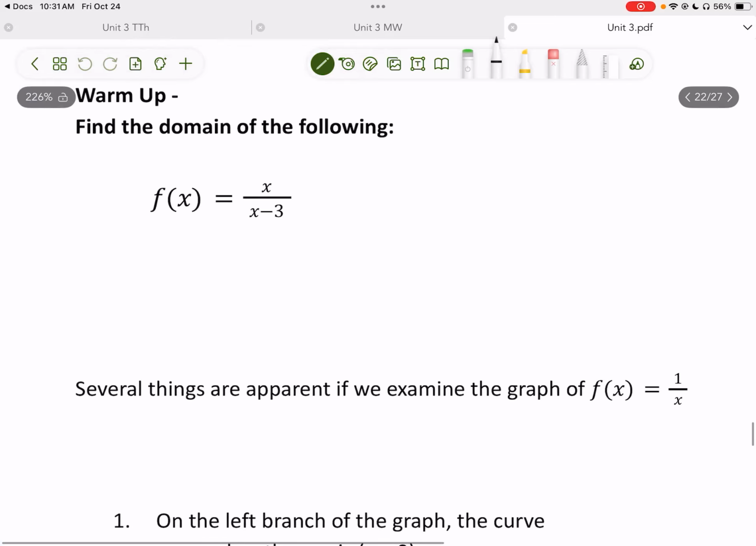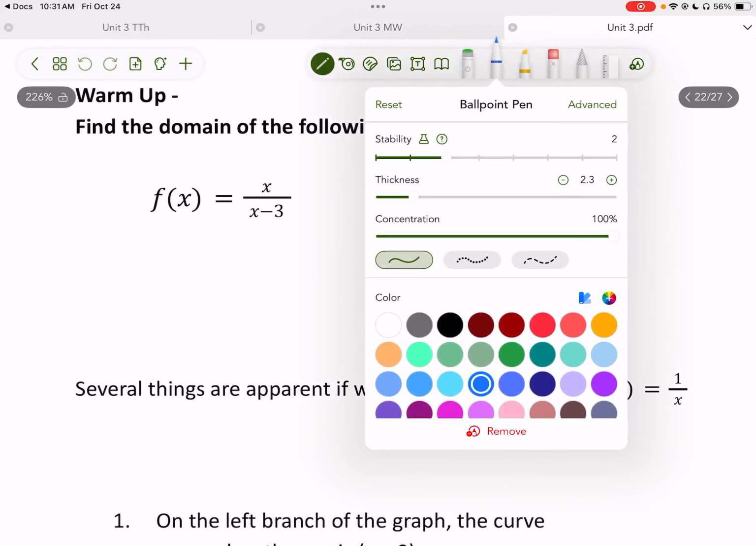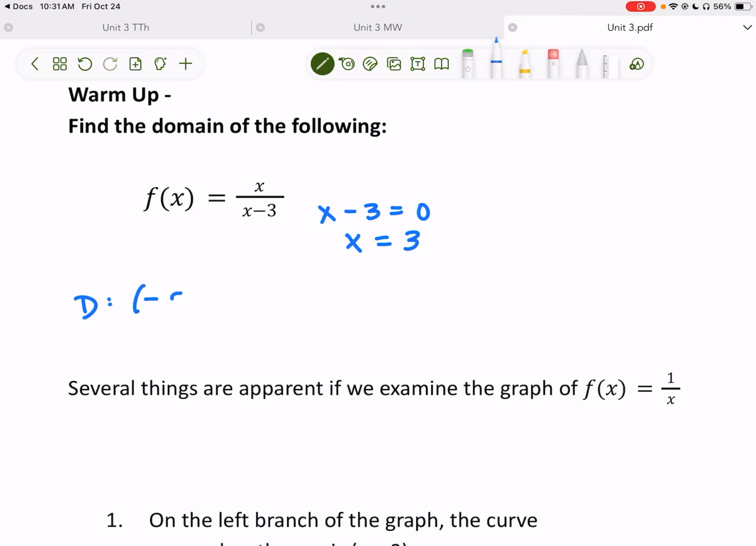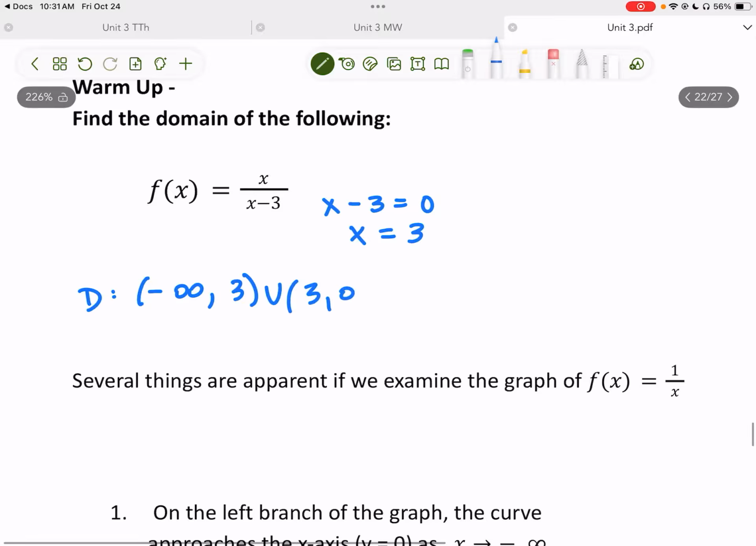So remember that fractions have restrictions, right? Remember we set the denominator equal to 0, and we solve for x. That is going to be the number that the domain is going to skip. That'll be important later because what you're going to find is that this is actually the vertical asymptote.